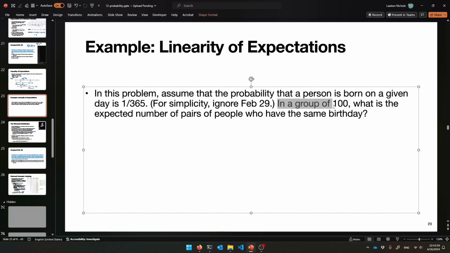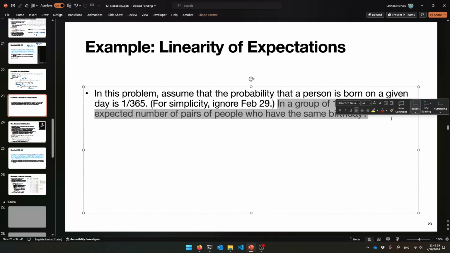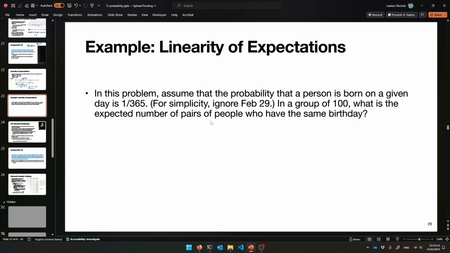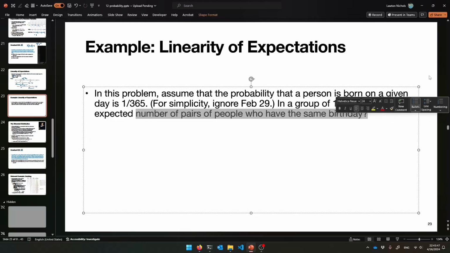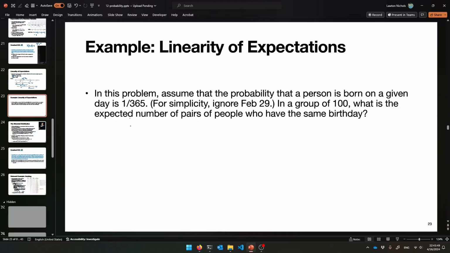So the question is, in a group of 100 people, what's the expected number of pairs of people who have the same birthday? So you see how it's similar yet different to the birthday paradox? On average, how many pairs of people can we expect to have the same birthday? So this is like a counting problem plus an expectations problem. First of all, how many pairs of people are there in a group of 100?